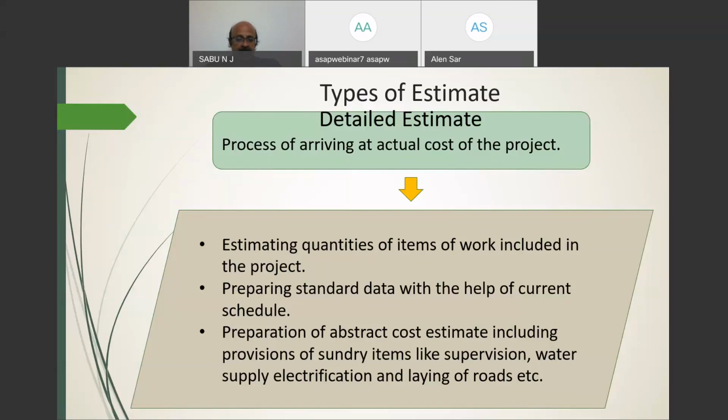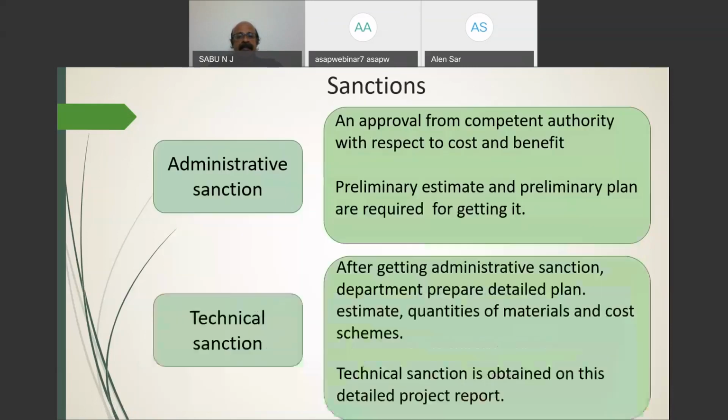That is applied as a standard, and by multiplying with some cost index, the cost can be worked out. Then at last, in this process, there is the preparation of the abstract cost estimate and provision for sundry items. What is the meaning of sundry? Sundry means other items, that is, items not included in the detailed estimate. So some provisions are made for assessing their cost. So the cost of the sundry items is also in the detailed estimate. This is the approximate picture of the process of the detailed estimate.